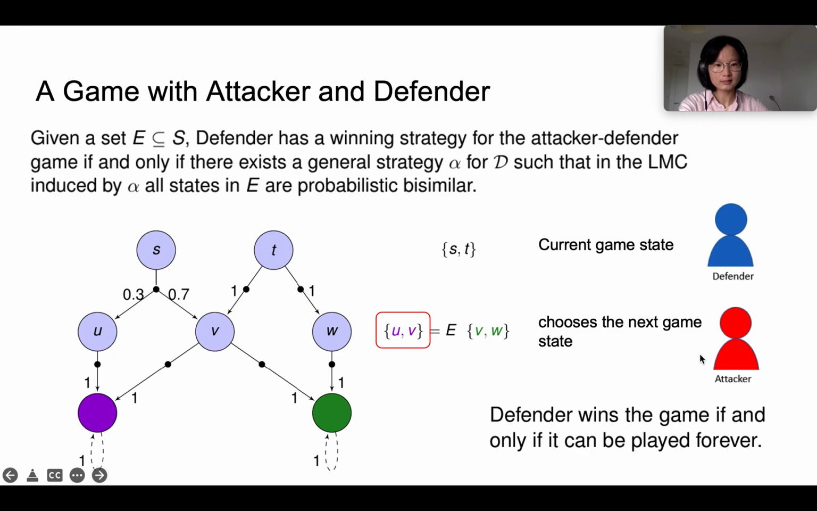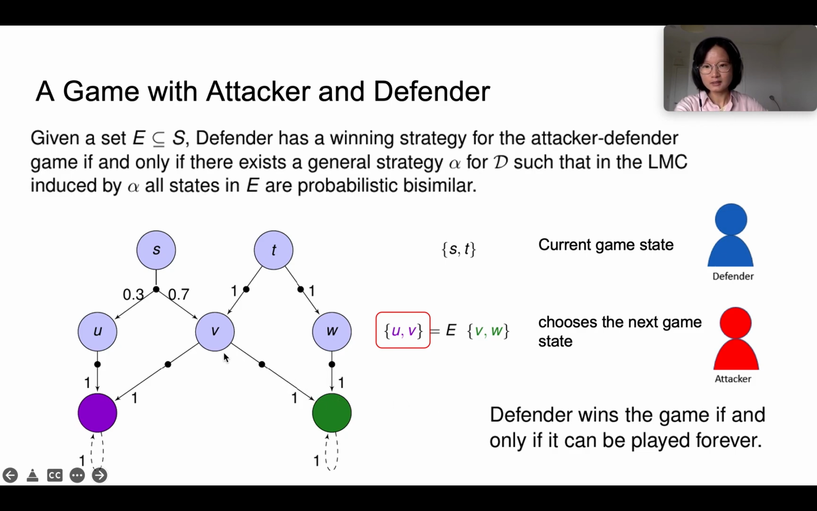After that, attacker chooses the next game state among the sets that have been chosen by defender. So what happens here is that attacker is asking defender, if you are claiming that all these sets you've chosen can be made probabilistic bisimilar, then I will choose one of them for you to give me some evidence. And the defender wins the game if and only if it can be played forever. For example, if the next game state is this purple set, then defender has a quite easy job: just choose the purple state and put it into a singleton set. Then it can play forever.